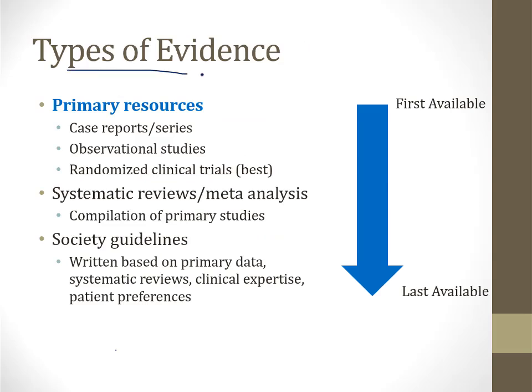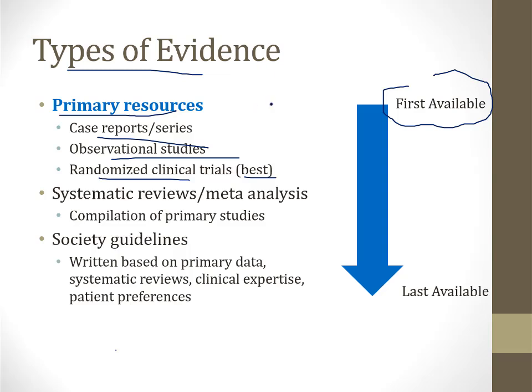Now let's talk about types of evidence. So imagine an intervention like a drug for hypertension comes on the market. The first thing that's going to become available in terms of evidence that this drug works is going to be what's known as primary resources. These are resources that describe outcomes in individual patients, things like case reports and case series, observational studies, and then the best evidence you can have is a randomized clinical trial.